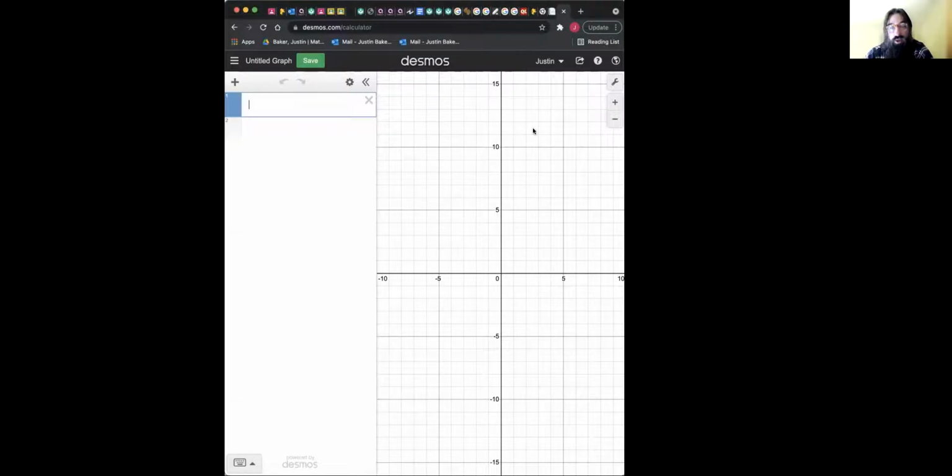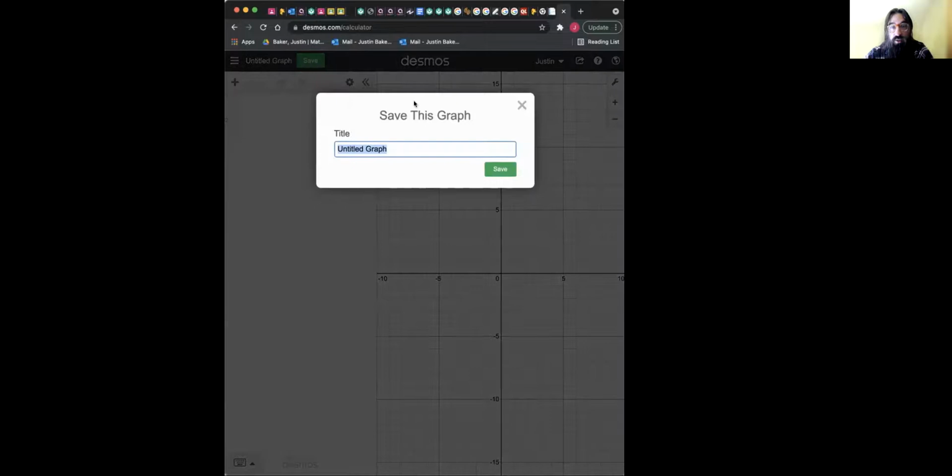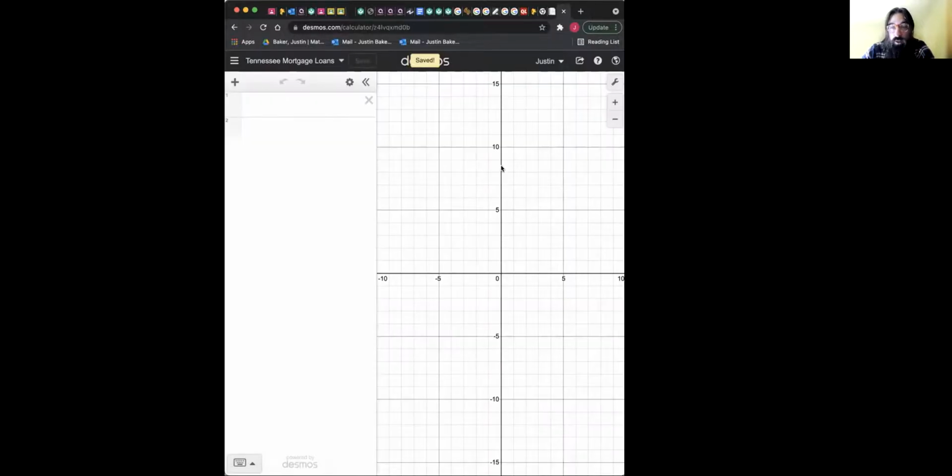see the normal graphing calculator. You're going to see where it says untitled graph and a save button. You're going to click where it says save, and you're going to rename it Tennessee mortgage loans, which is kind of redundant. Mortgage means a loan, but whatever. And that's the second thing that you're going to do.